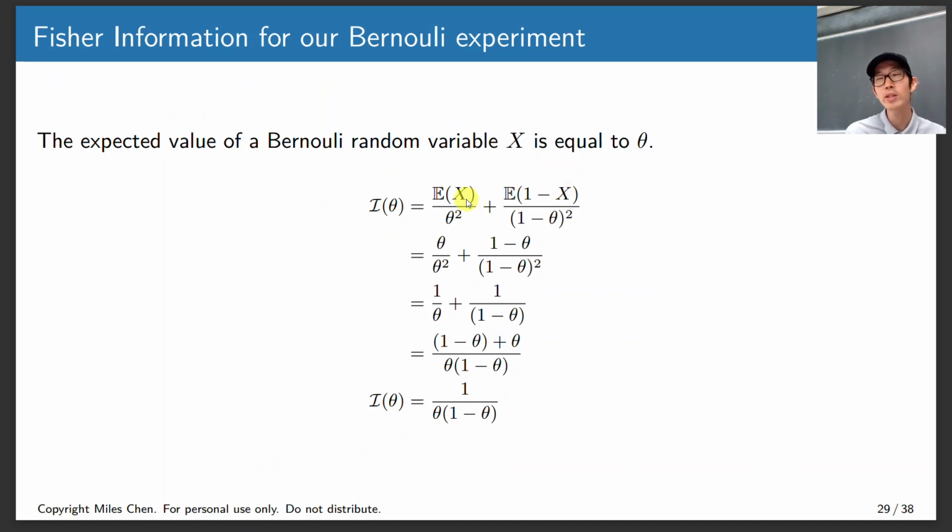And if I say, okay, well, what is the expected value of x? If x is a Bernoulli random variable, then the expected value of x is just theta, right? It can either be 0 or 1. In the long run, your expected value is theta. So you get theta over theta squared, and then over here you get 1 minus theta over 1 minus theta squared. And so 1 over theta plus 1 over 1 minus theta, and you can combine that and you get 1 over theta times 1 minus theta. That is your Fisher information after you observe just one observation. Okay.